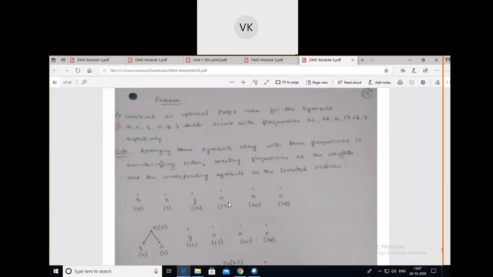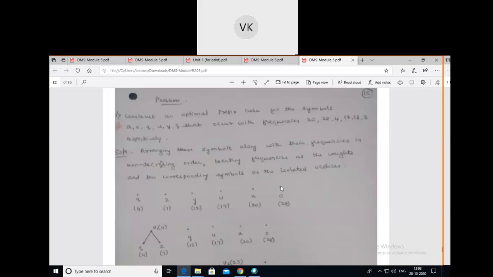Next, which one will be there? After 17, in the increasing order, 20 will be there. So that 20 will be the weight held by the symbol A. So I have written dot A 20. The next one will be 28. This will be the last. The 28 will be held by the O symbol.